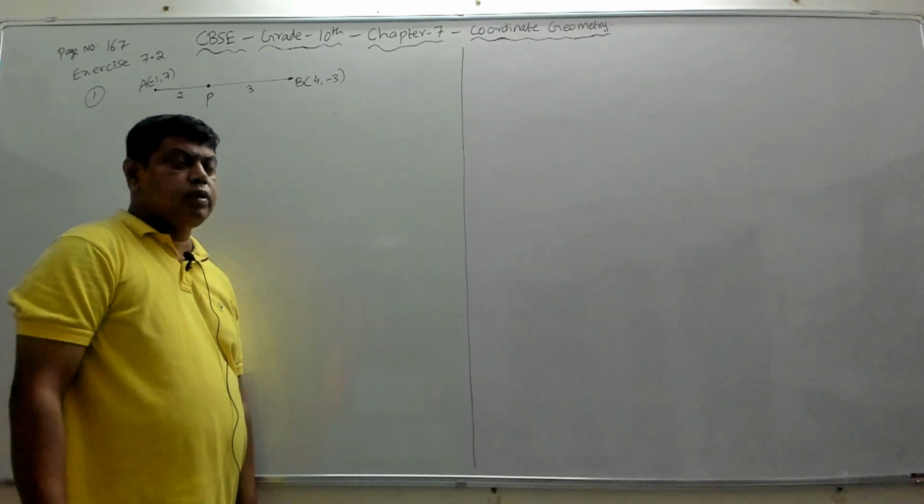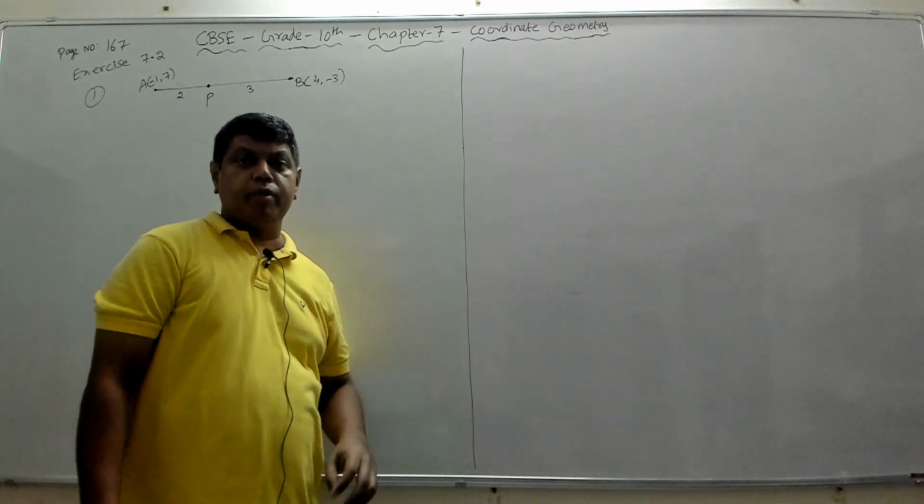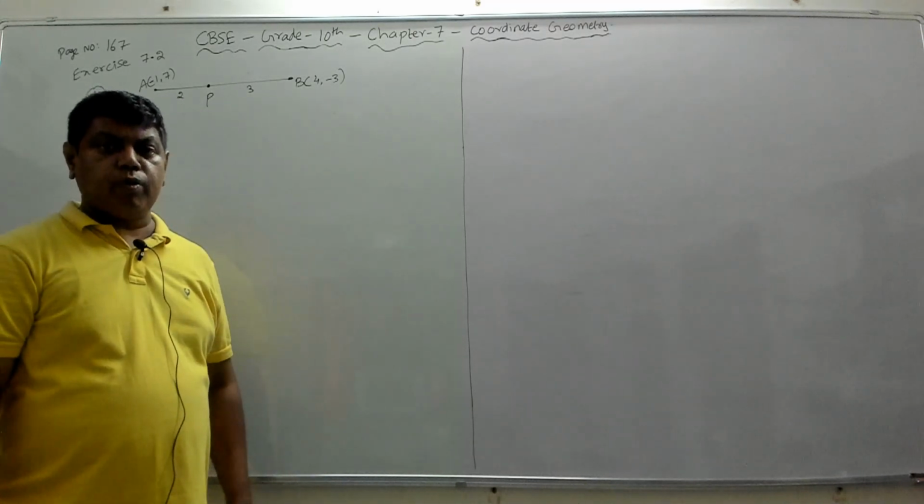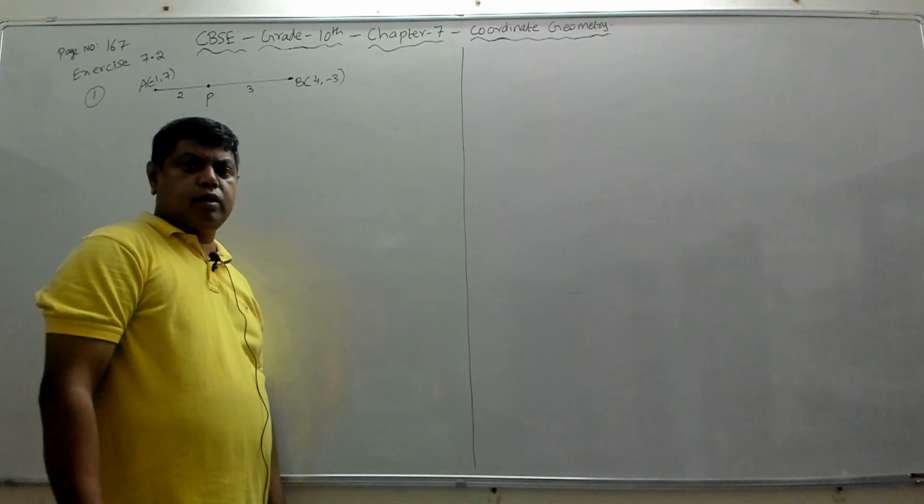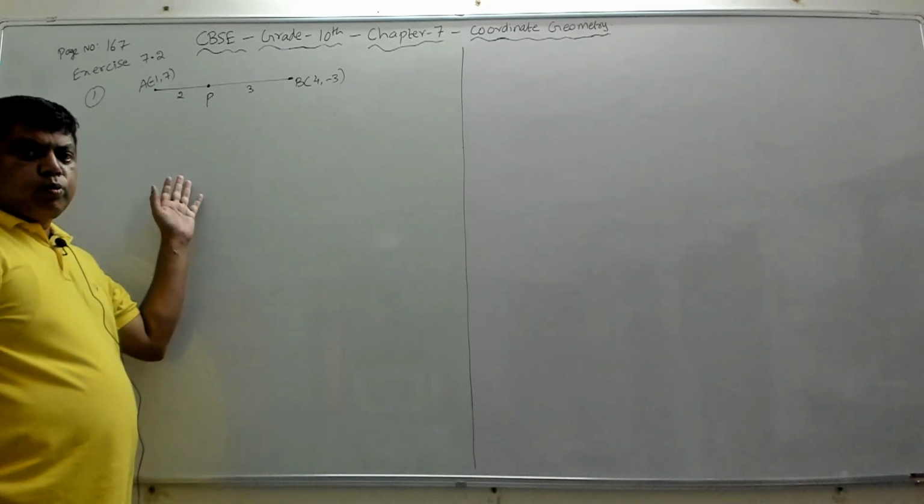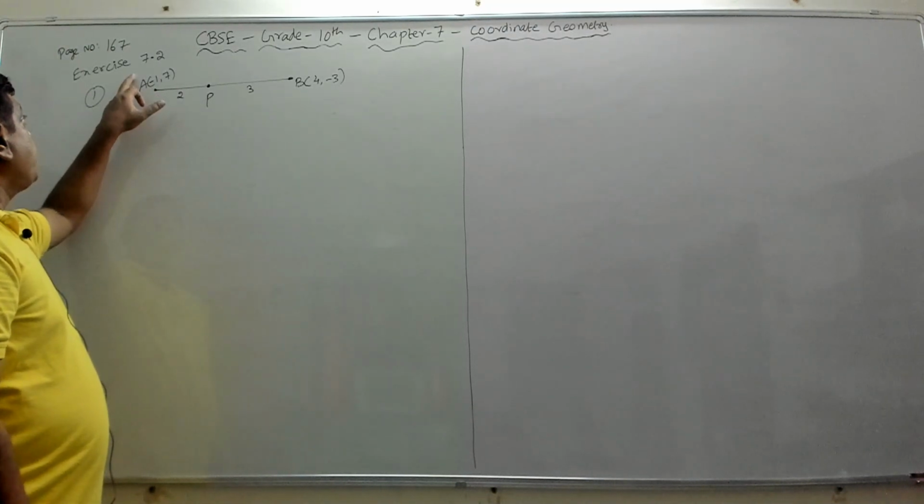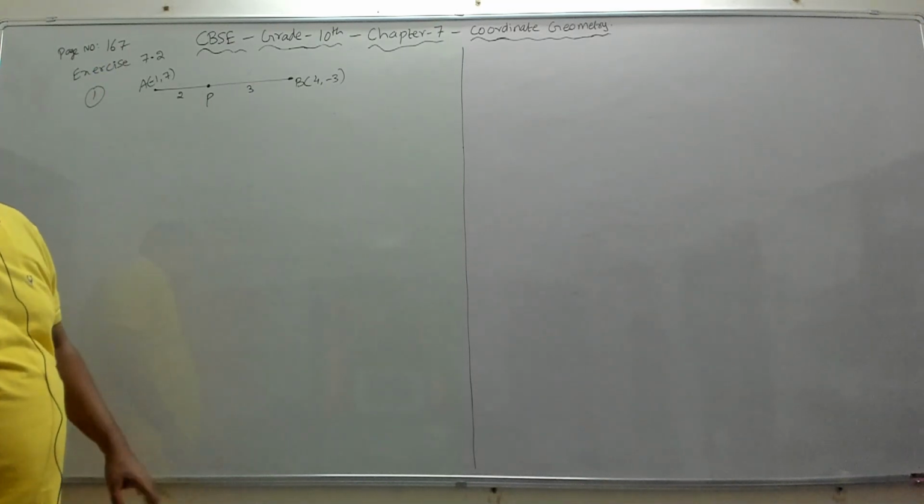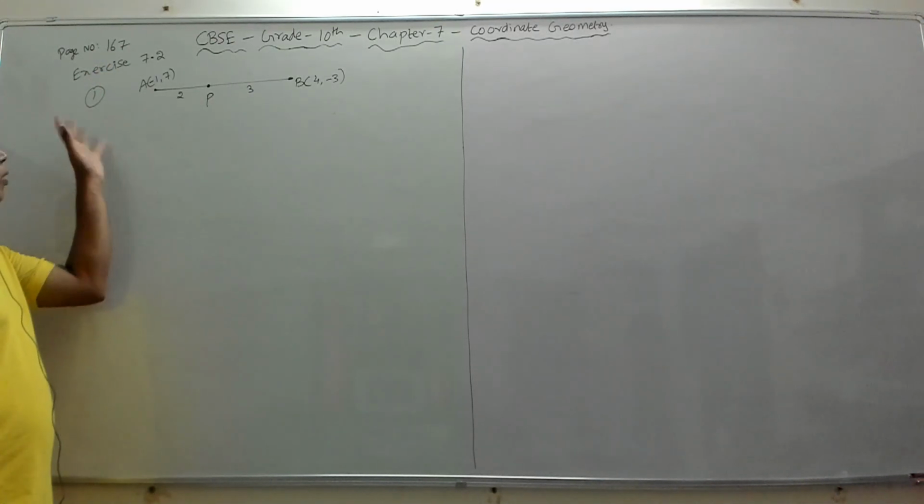In this video, we'll continue with the chapter Coordinate Geometry, which is chapter 7 from your 10th standard CBSE Mathematics. I will start with exercise 7.2, page number 167 in your textbook, problem number 1.